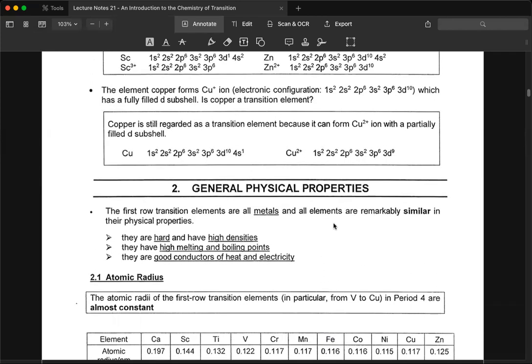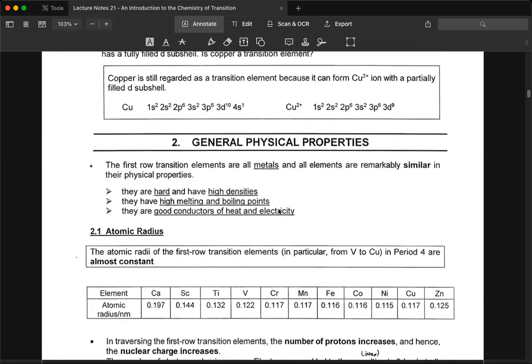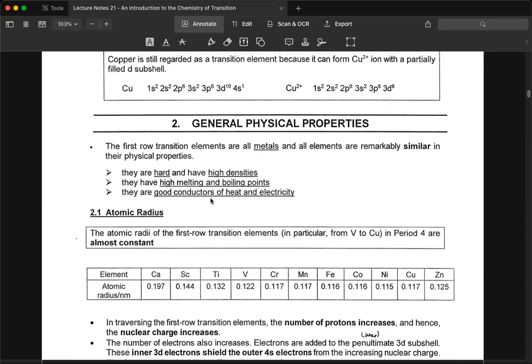All right, so it depends on whether it can form possible ions that fulfill the definition of a partially filled d subshell. The first row transition elements are all metals, and they are similar in physical properties. They are hard, compared to group 1, which is soft. They have high densities, compared to group 1 which has low density, and high melting and boiling points, compared to group 1 which has low melting and boiling points. They are good conductors of heat and electricity due to the availability of delocalized electrons.